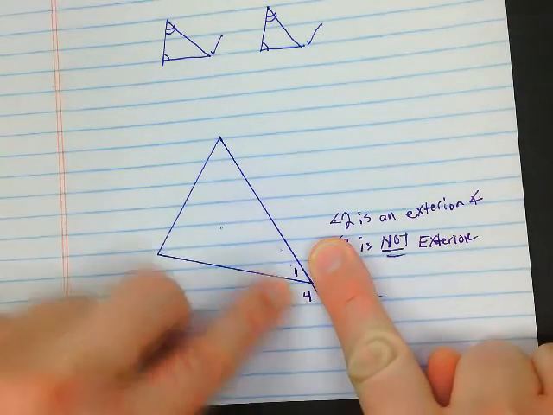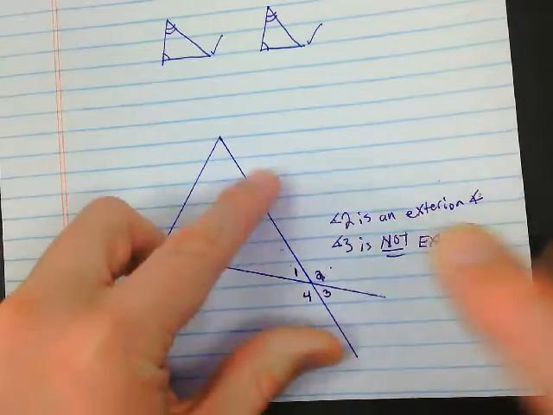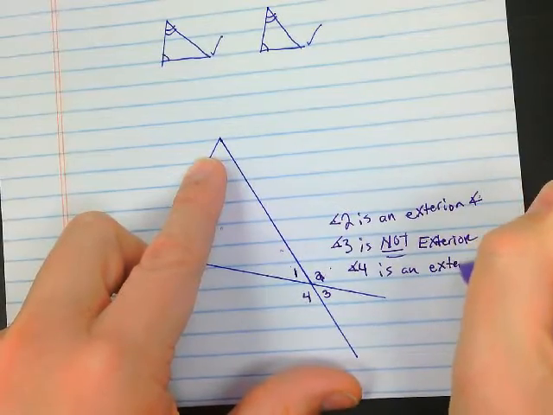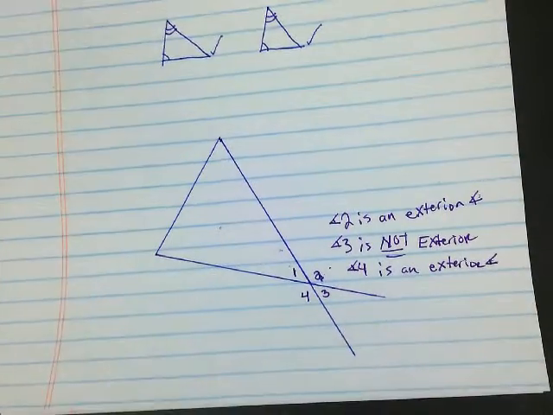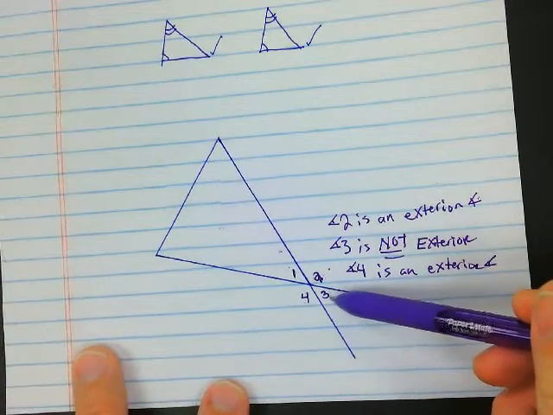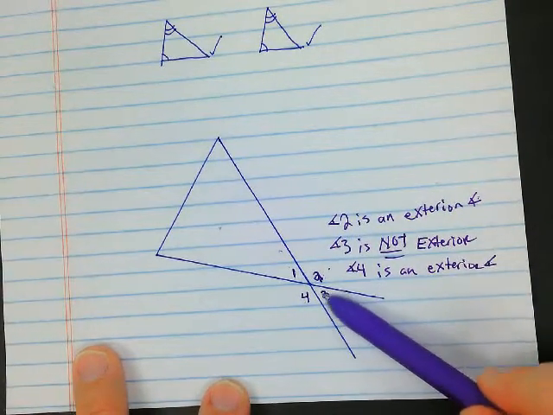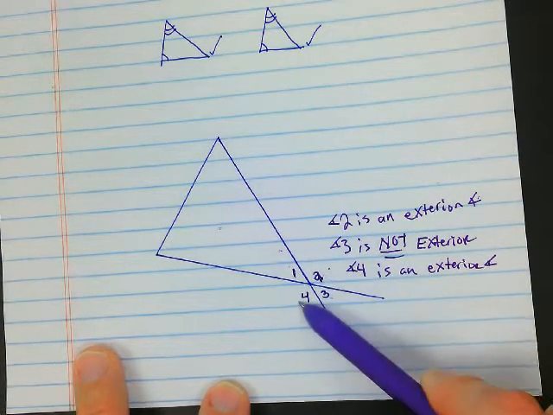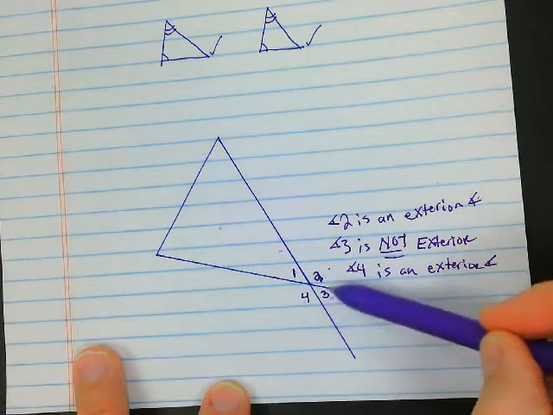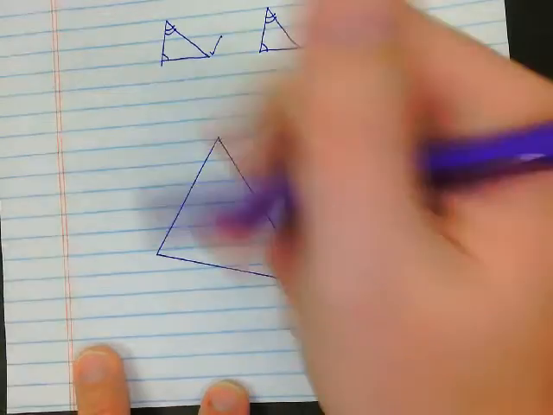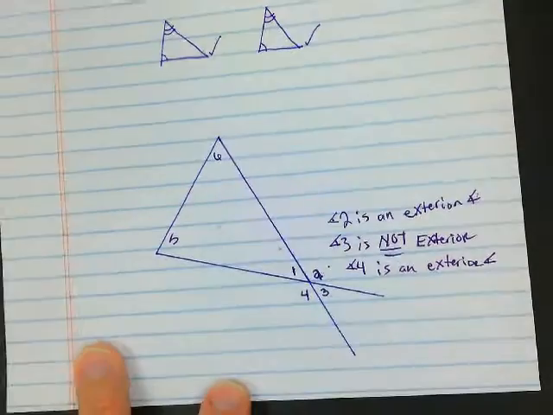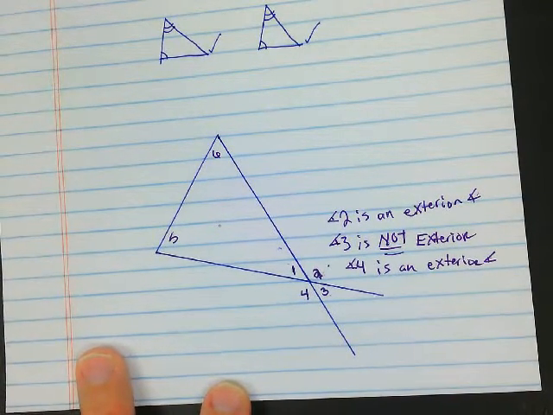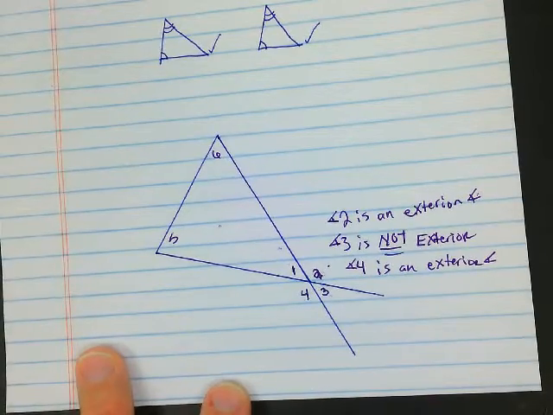But angle 4 makes a linear pair with the inside angle of the triangle, so angle 4 is an exterior angle. Okay? So does everybody see the difference and see why 3 is not an exterior angle? Because it doesn't make a linear pair with angle 1. Now 2 and 4 make a linear pair with 1, but 3 doesn't. Now these angles over here, 5 and 6, are my remote interior angles.